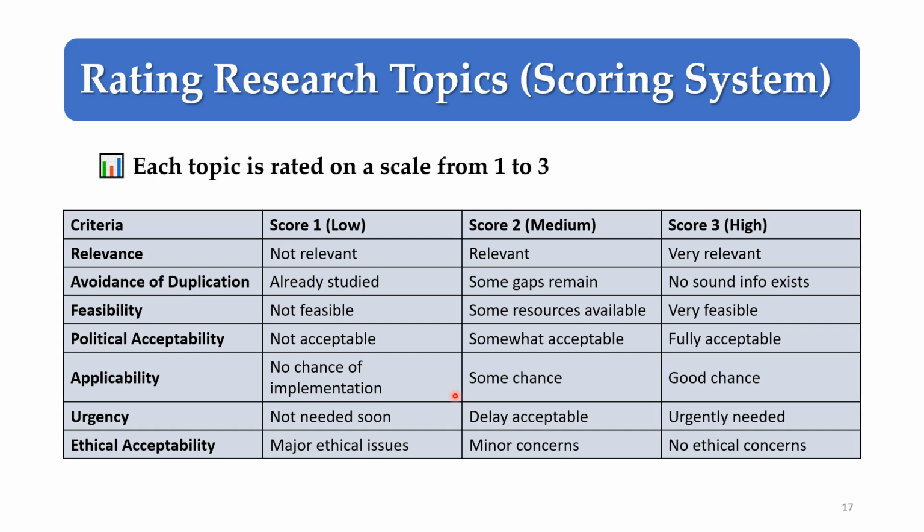Like you see here, we have a scoring system. You bring your problem 1, problem 2, problem 3, and then rate them on these elements that we have discussed: relevance, avoidance of duplication, feasibility, political acceptability, applicability, urgency, and then you score them. The one with the highest score is the one you end up using for your research.